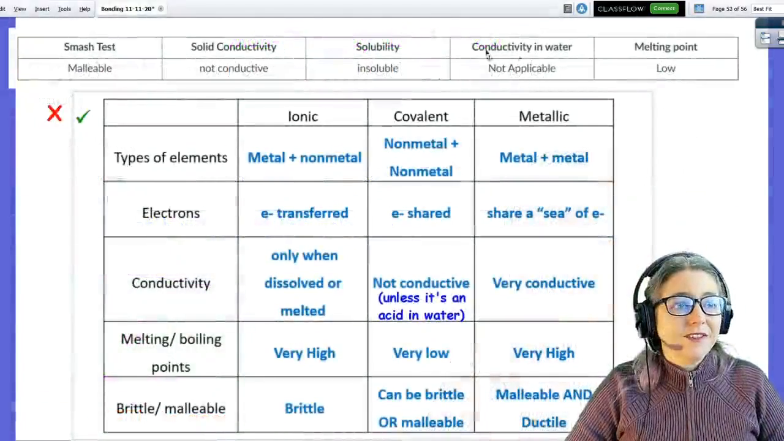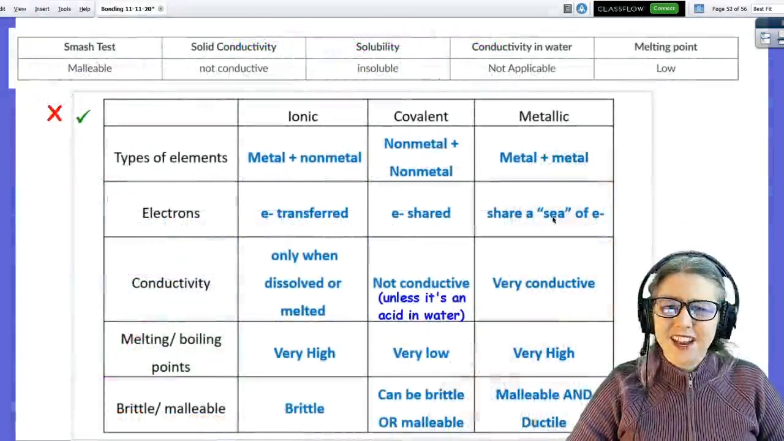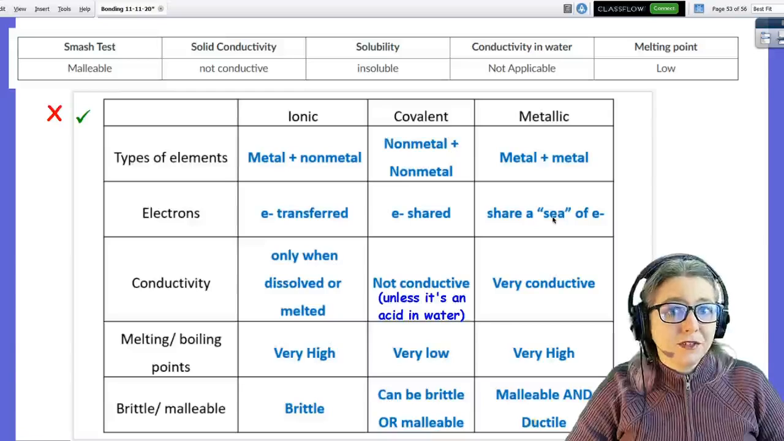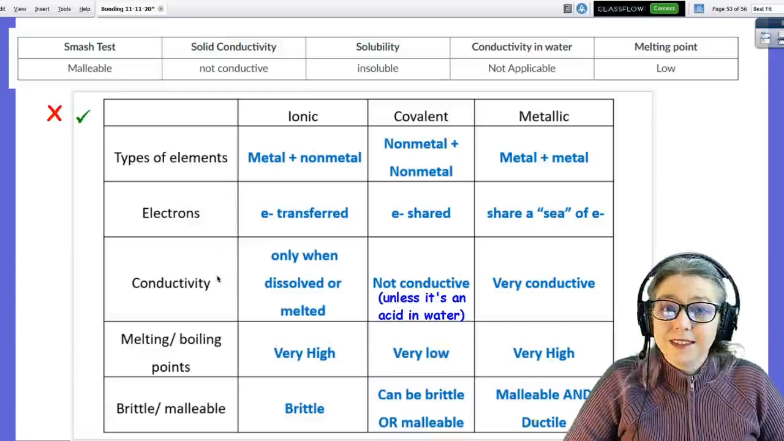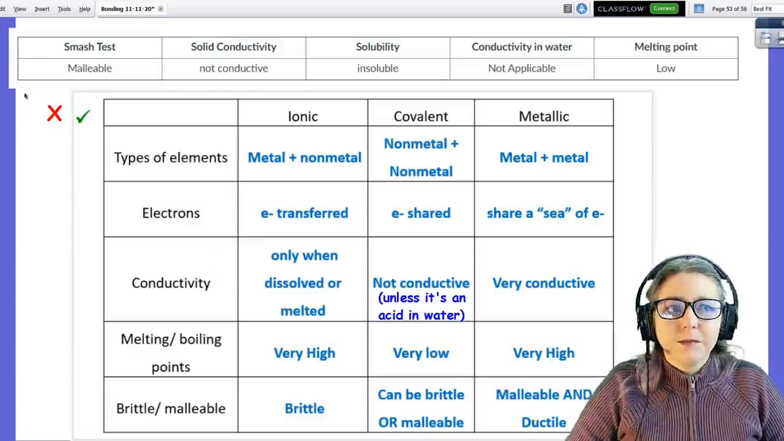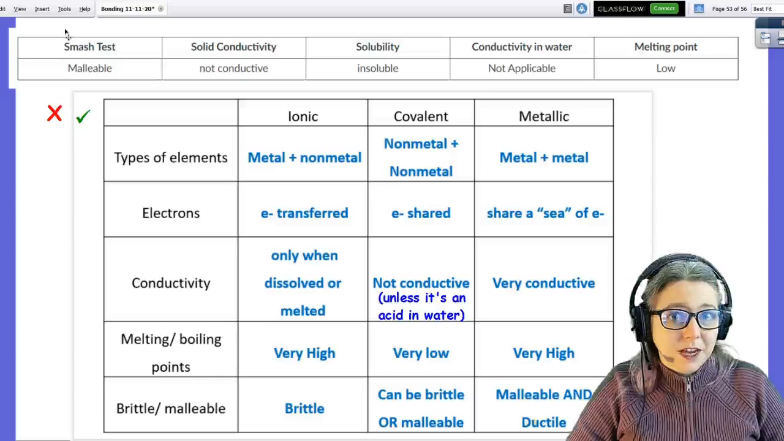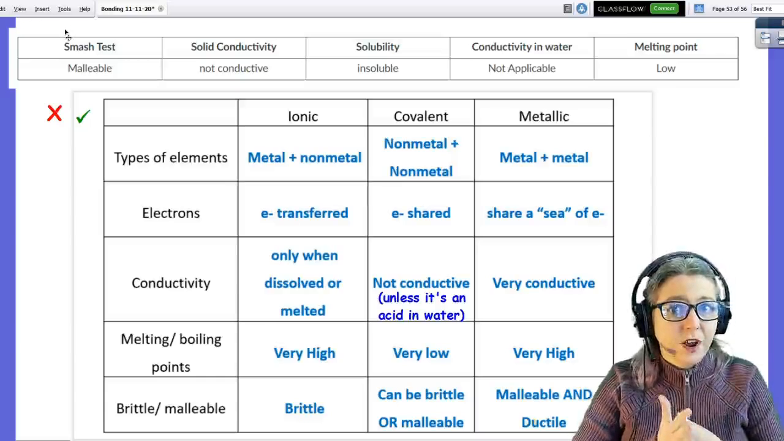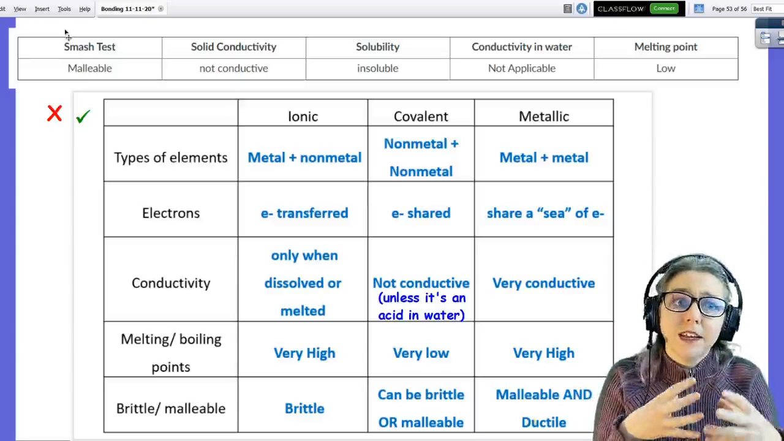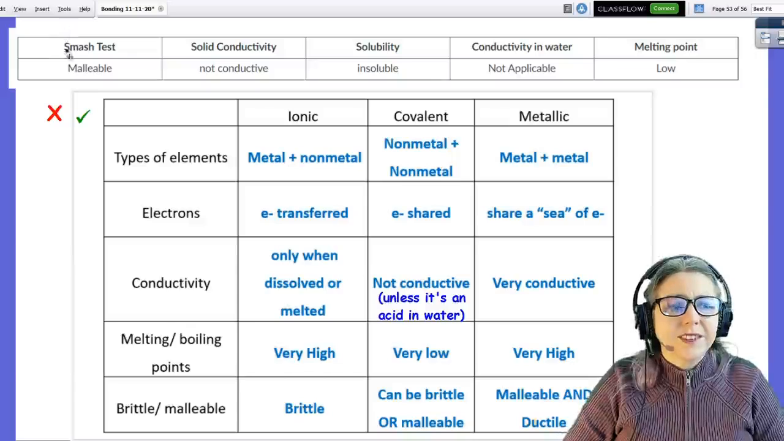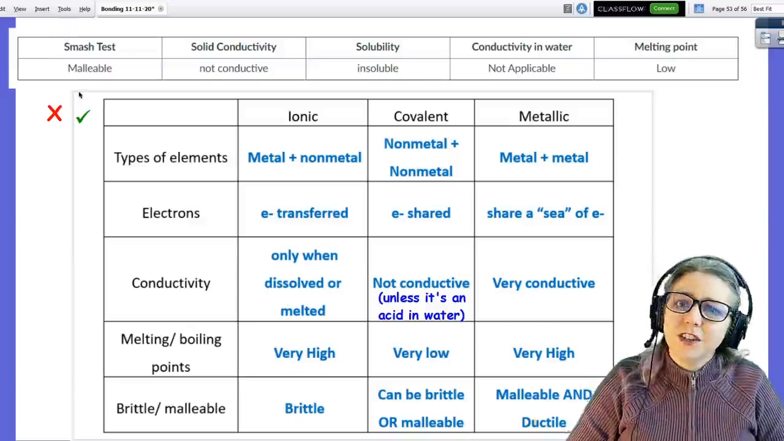So I have our table from slide 10 or 11 from our part 2 notes for unit 4 to help us figure out what kind of substance our unknown is. My first piece of data was the smash test. When I smashed it together, was it brittle and did it fall apart, or was it malleable and did it take a new shape? Well, it was kind of smushed together, kind of took a new shape.